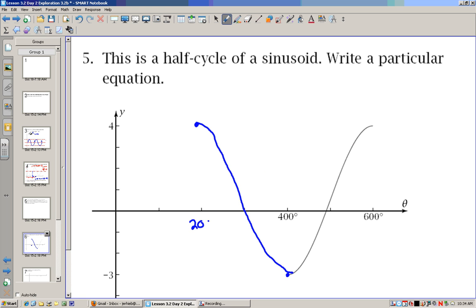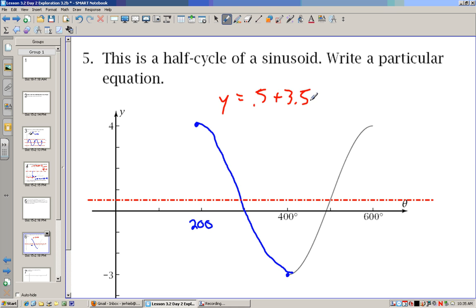So it goes from 200 to 600. Our sinusoidal axis is between -3 and 4, which is going to be at 0.5, because 4 plus -3 is 1. 1 divided by 2 is 0.5. We're going to go up to 4, so that's 3.5 up and 3.5 down. So I can start my equation. Y equals 0.5 plus 3.5.